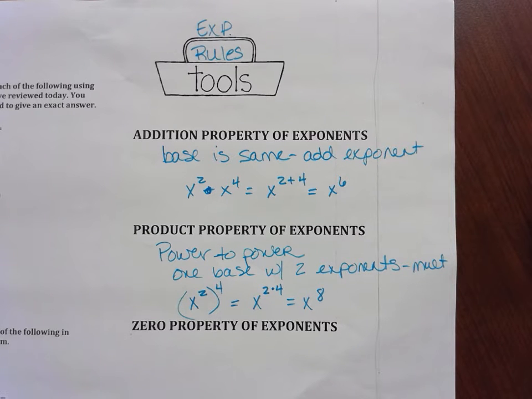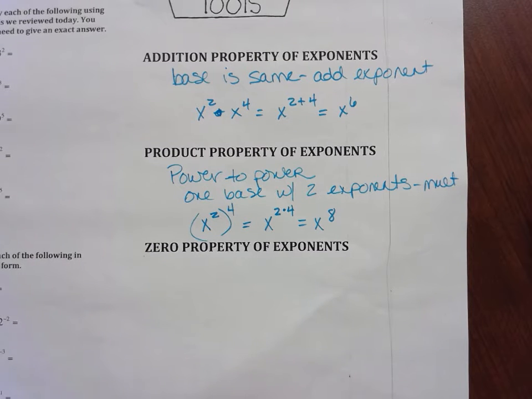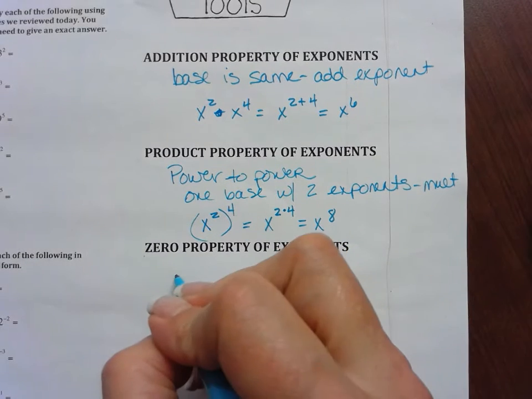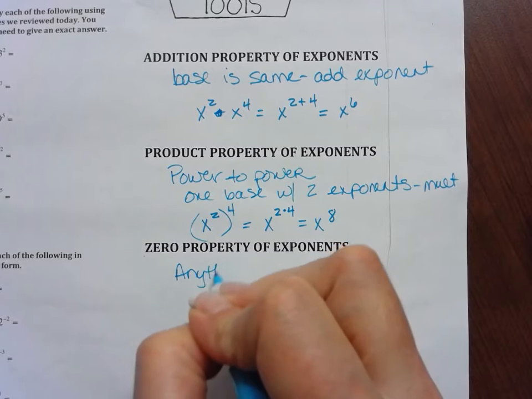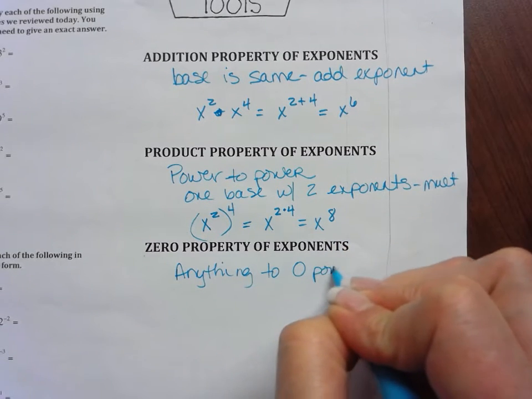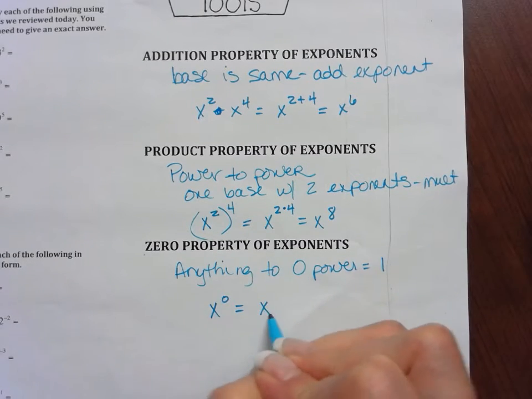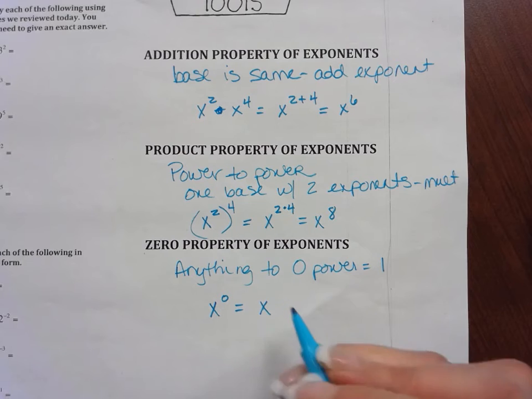All right, then let's see. Austin, how about zero property? What'd you get for that one? It just equals 1. Yep, so anything to a 0 power equals 1. So x to the 0 is just going to be x. Right?